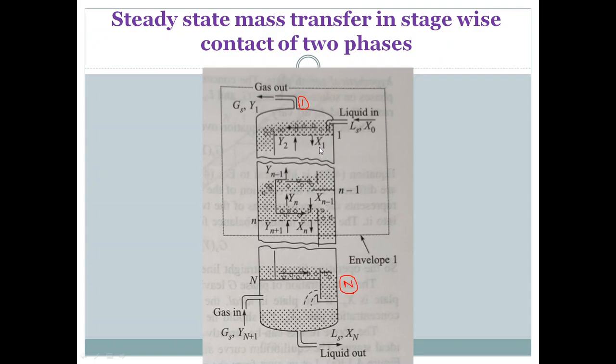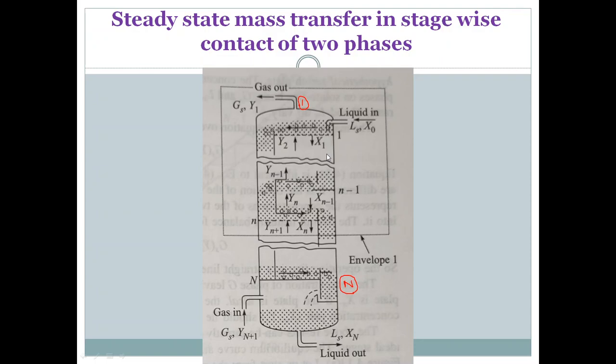So in plate 1, the streams entering the plate are X0 with LS and Y2 with GS, where Y2 is coming from the plate below, plate 2. And the concentrations leaving the plate are X1 and Y1. When they leave, if I allow them to reach equilibrium, they will be in equilibrium. So X1 and Y1 will be in equilibrium if I allow sufficient residence time in this tray, and this is called a tray.